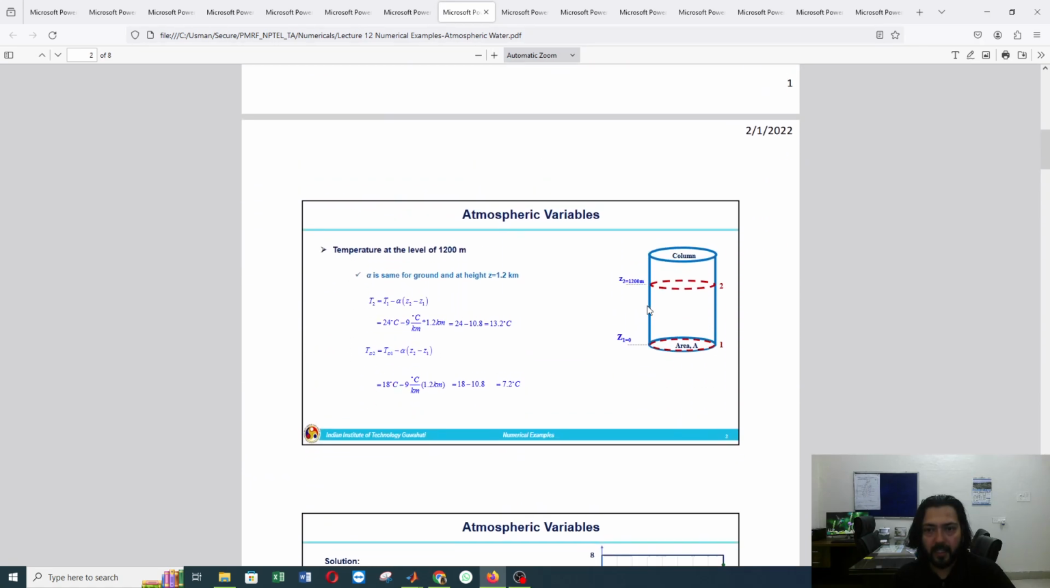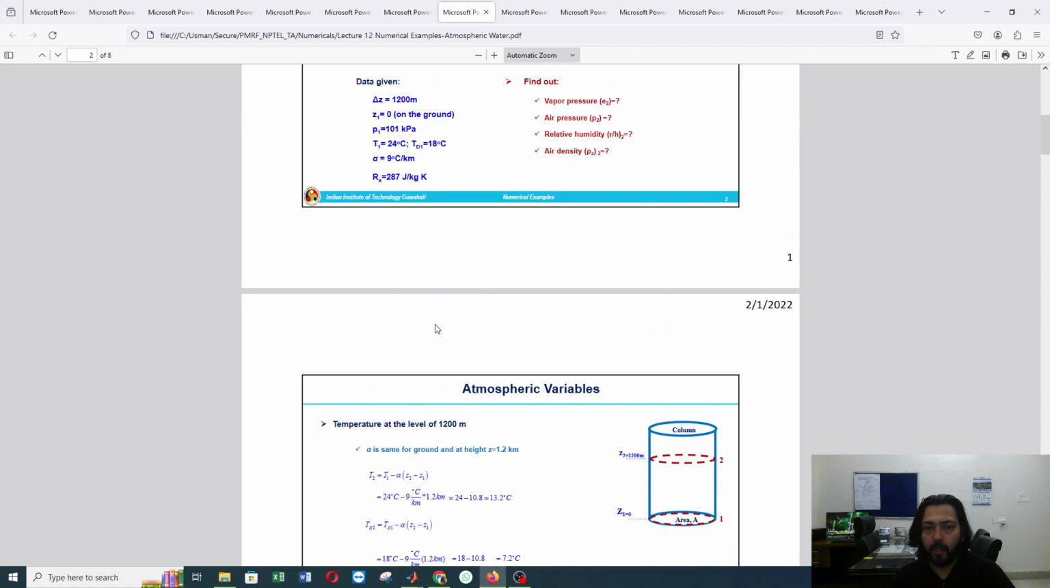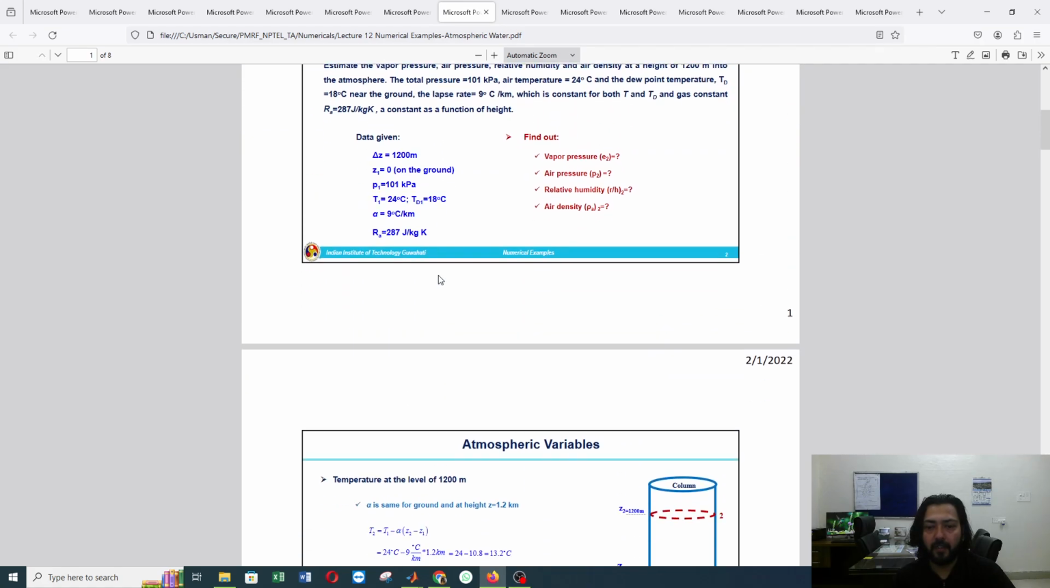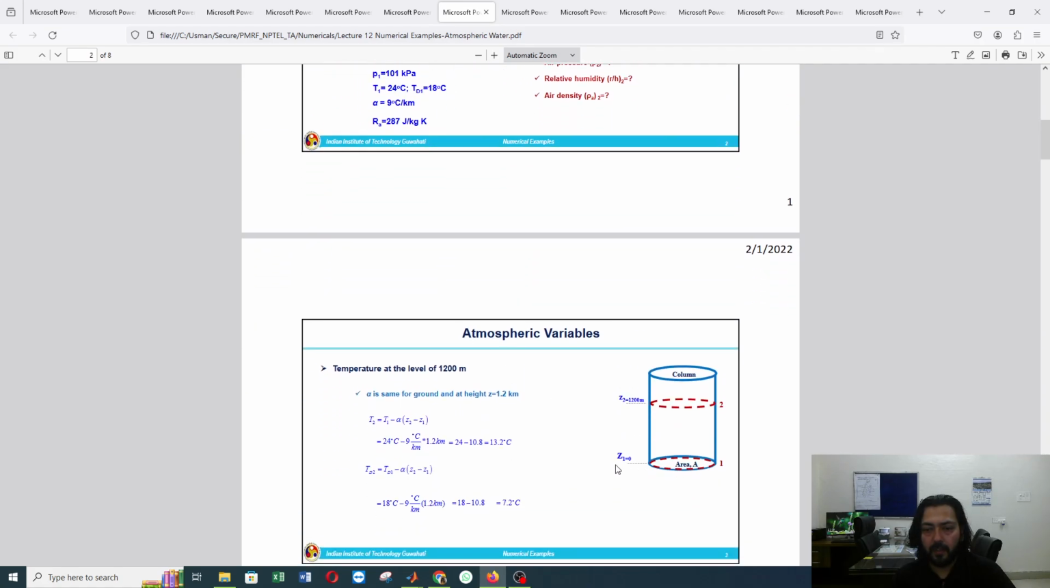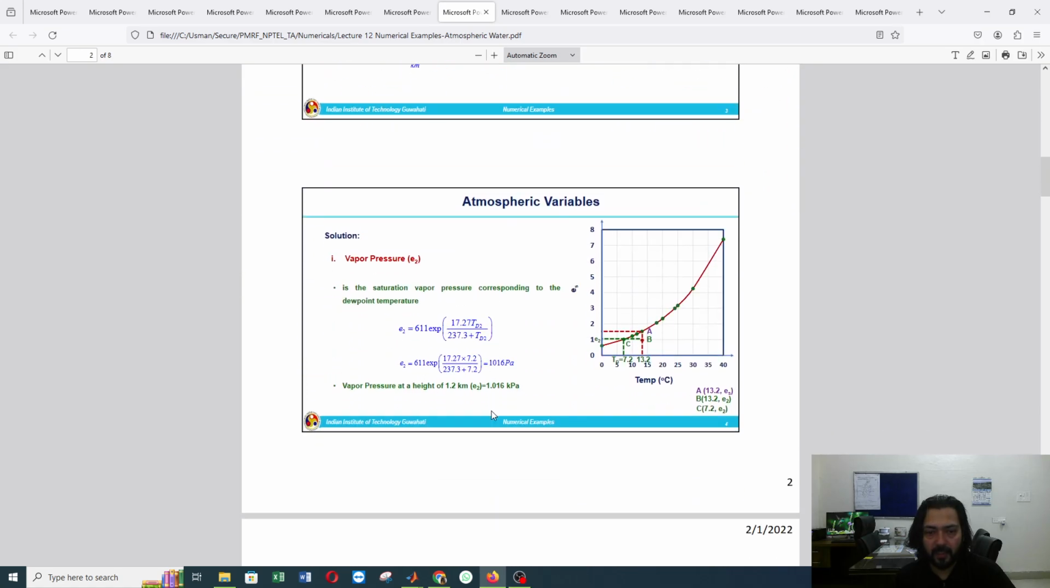Here they are saying how the altitude is varying, so how the different variables will vary. Like if at a depth of 0 meter there would be some temperature, some dew point temperature, some relative humidity, how is it going to change with the change in altitude. This kind of numerical we have seen in the class.